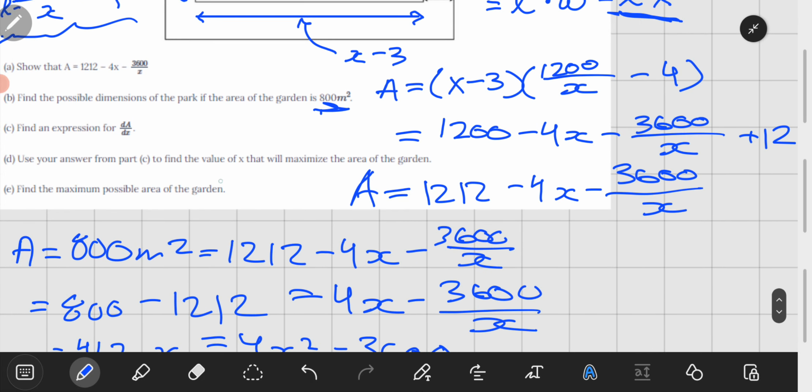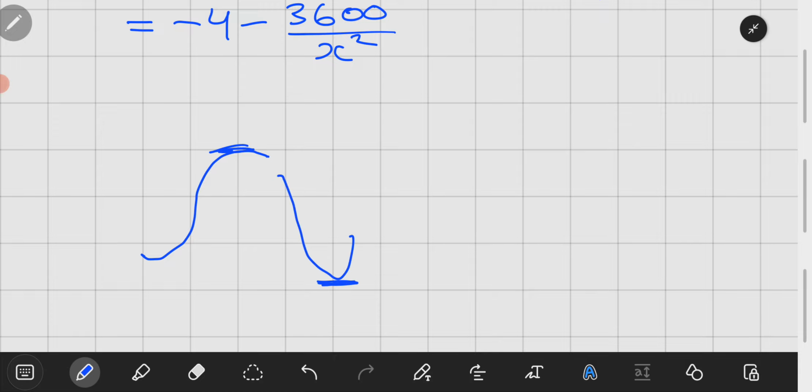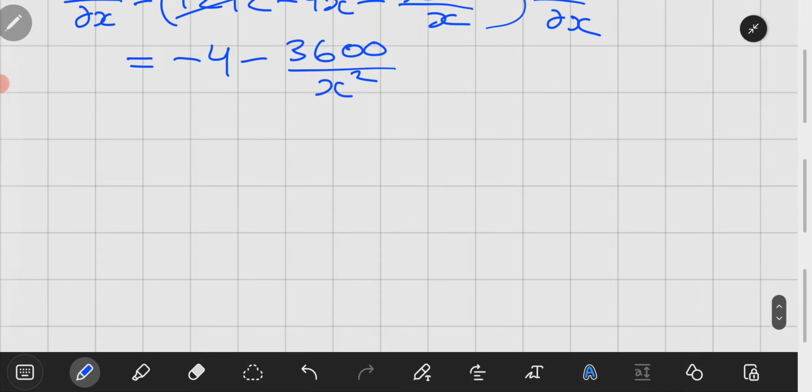Then for our next question, we're asked to use our answer from part C to find the value of x that will maximize the area of the garden. So we know that a maximum is achieved when our derivative is equal to 0. It'll either be a peak or a trough, a maxima or minima, but in this case we're looking for the maxima. Anyhow, we set our equation equal to 0, and we find the associated x-intercept, and that will be the point where the area is maximized.